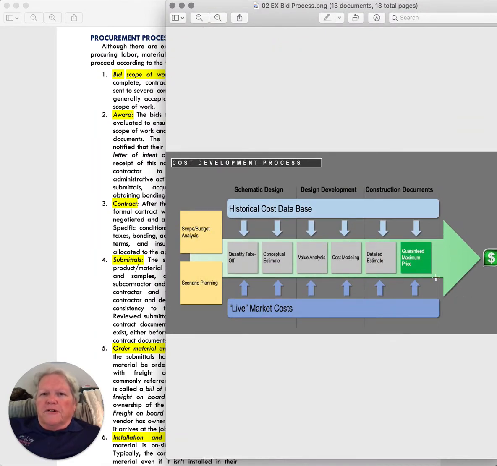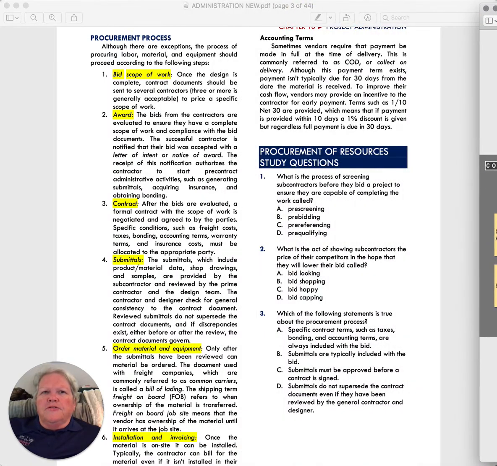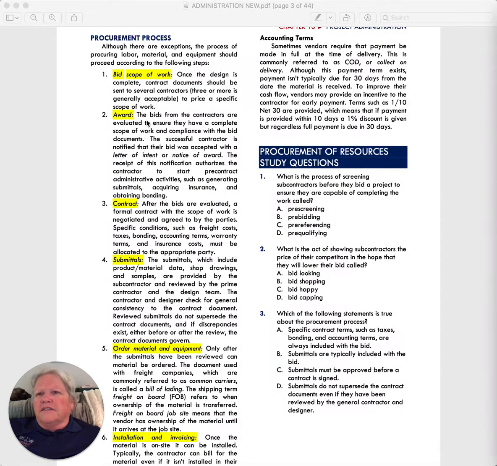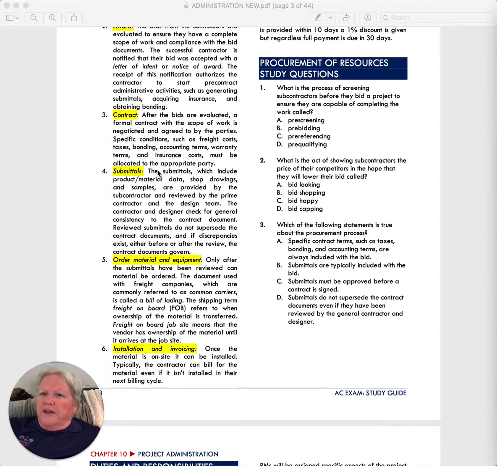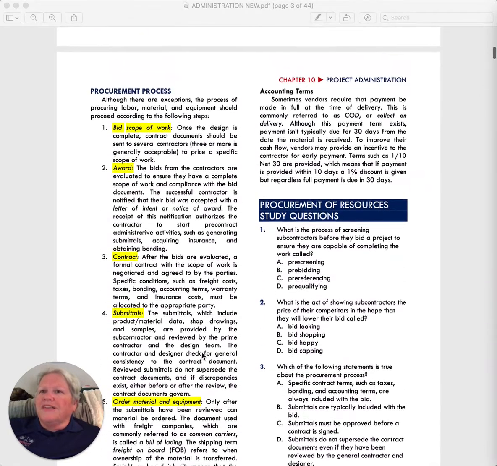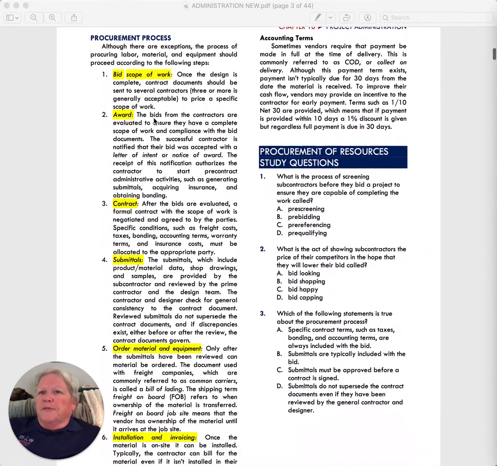And then you generate the guaranteed maximum price. So once you have done this and you've guaranteed the GMP, then you start on this. We've done the bid scope. We've done the award of the subcontract. We've prepared a subcontract agreement for them. Then you have your submittals. Then you order your material and equipment. And then you install it and invoice it. So these are considered to be the procurement steps that you would go through.